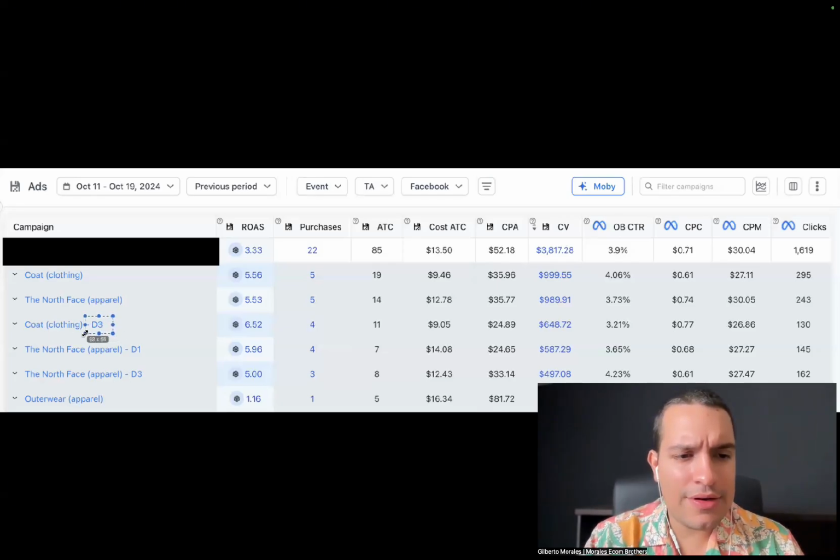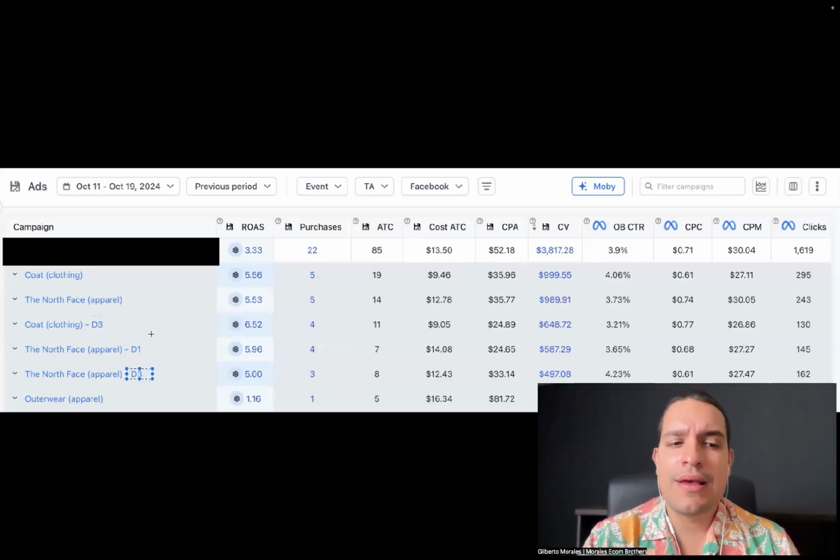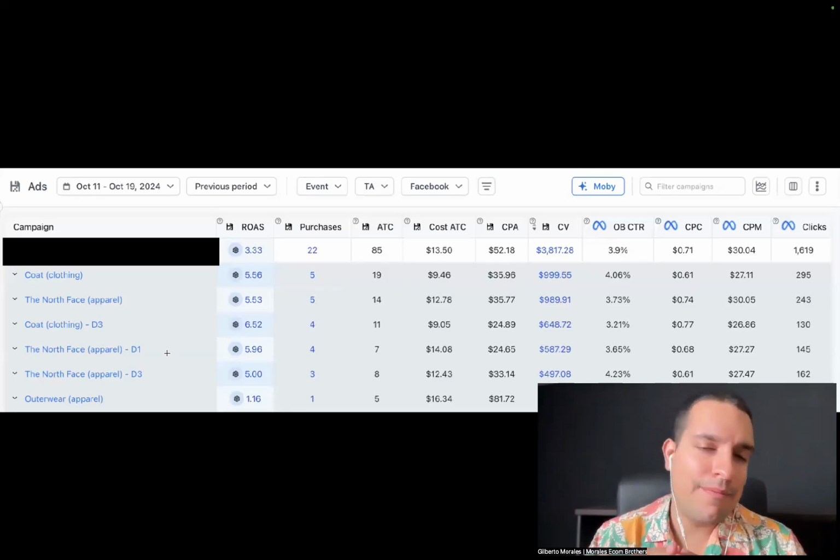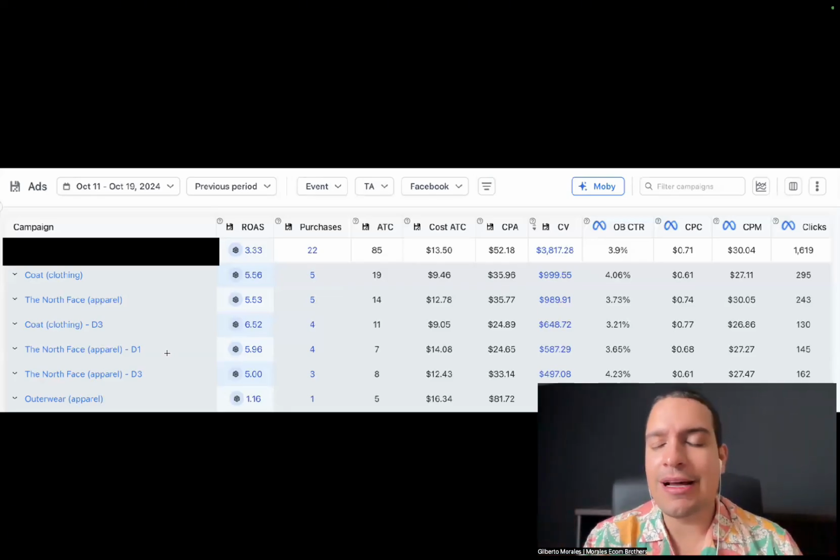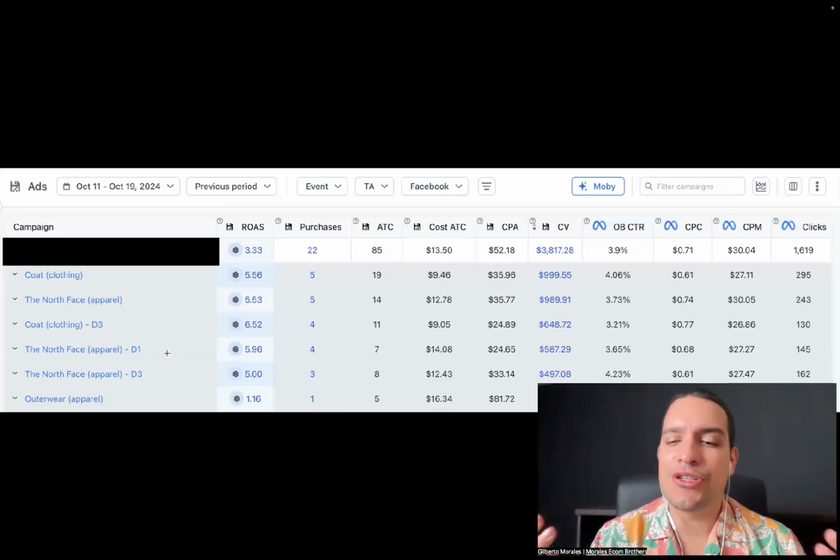Why? Here it says D3, here it says D1, here it says D3. Well, to simplify it, I started with those two interests and I decided to duplicate. So this is duplication 1, duplication 2, duplication 3. And as you can see, those are the duplications that did work. And that's another thing for another video, but I wanted to specify so you guys could understand where I'm coming from.